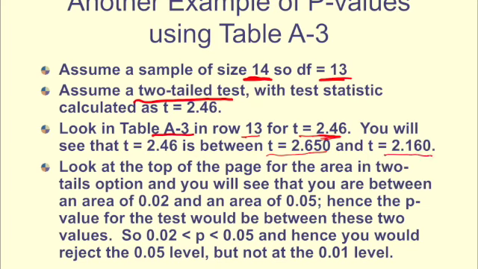So then you have to look at the top of the page for the tails option, and you'll see that you're between an area of 0.02 and 0.05. So the p-value for the test would be between these two values. And hence you would reject at the 0.05 level, but not at the 0.01 level, because 0.01 is less than your interval.